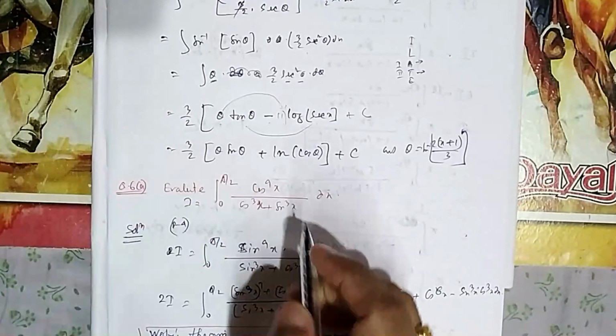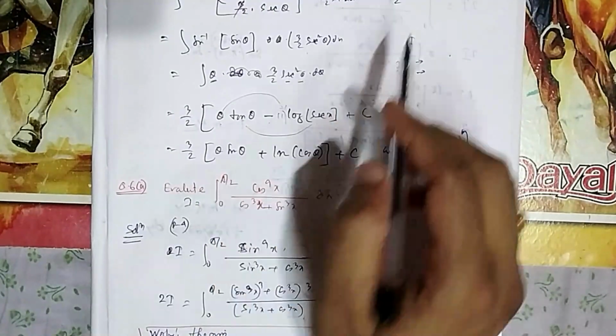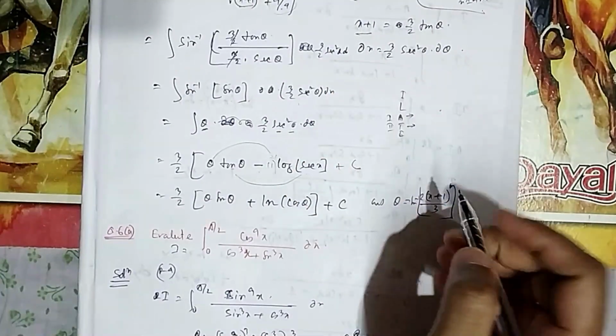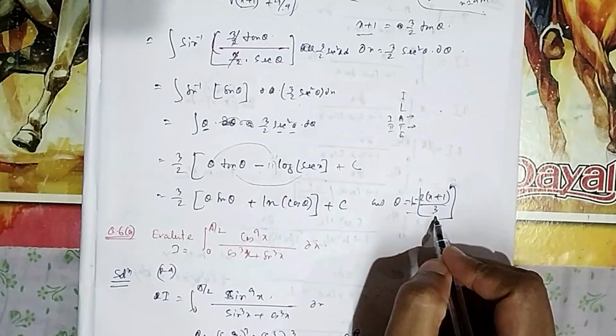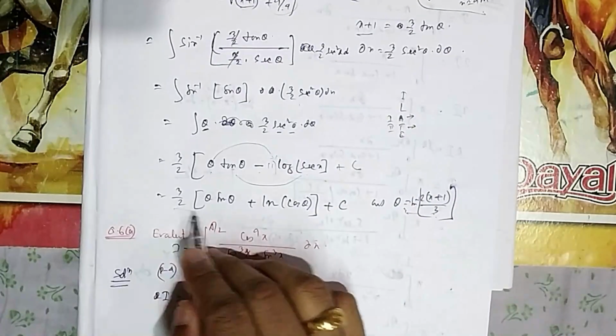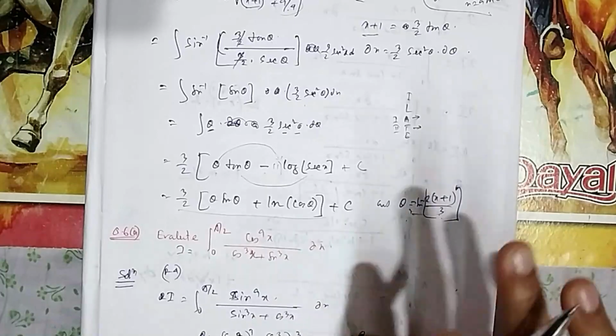Ultimately, at the end you have to put back that theta. What is your theta? Theta is equal to tan inverse of (2 by 3)(x plus 1). So that is your theta. You put it like this. In the options, you check which one is correct.